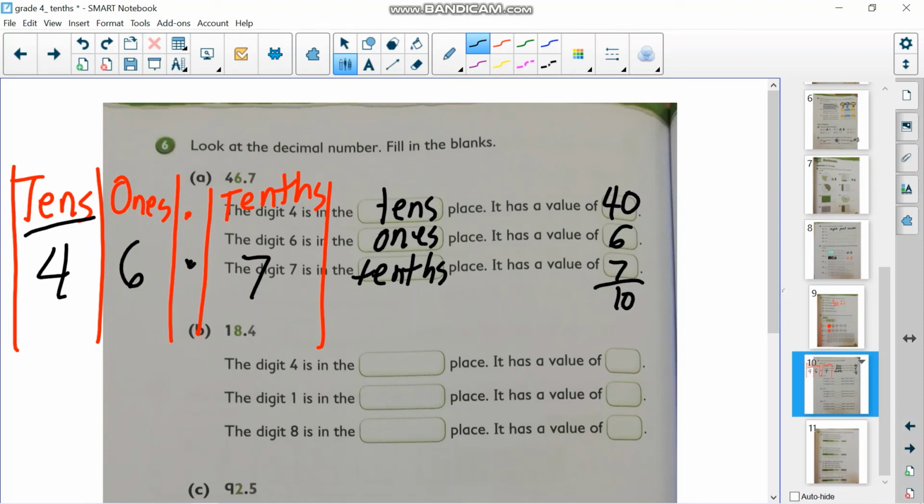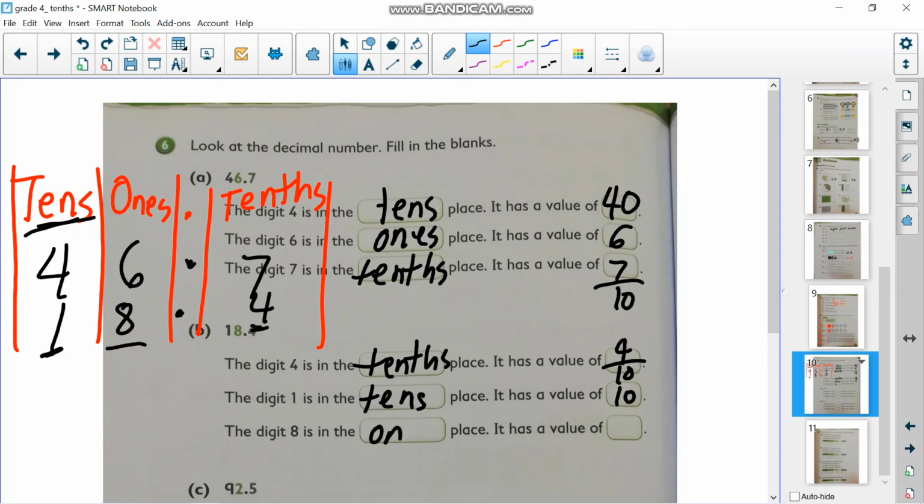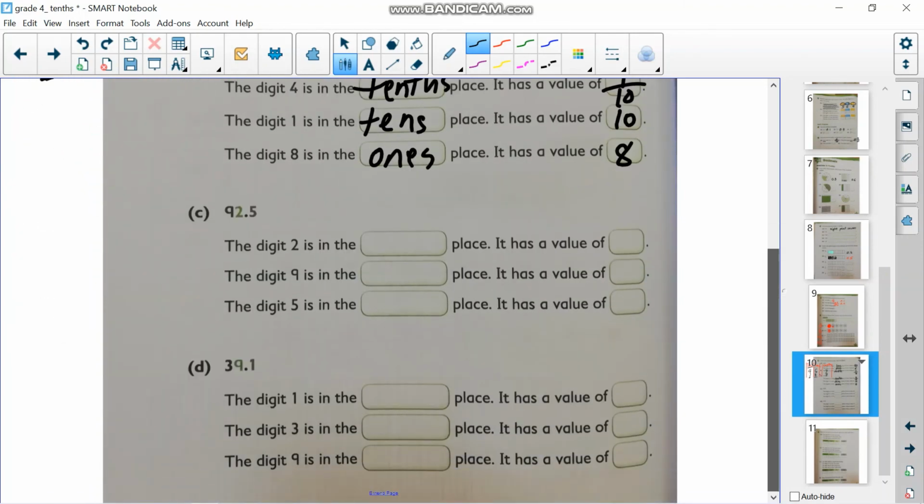Let's go to letter B. If we're going to write it in the place value chart, so it will be 18.4. Okay? So the digit 4 is in the tenths place. It has a value of 4/10. The digit 1 is in the tens place. It has a value of 10. The digit 8 is in the ones place. It has a value of 8. Kindly do the same pattern for letter C and letter D.